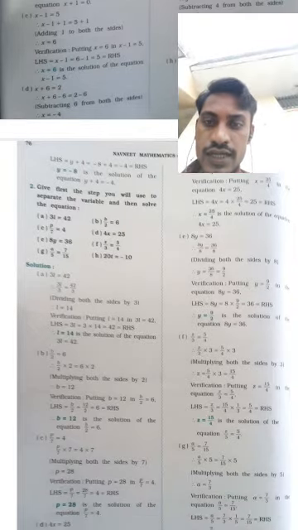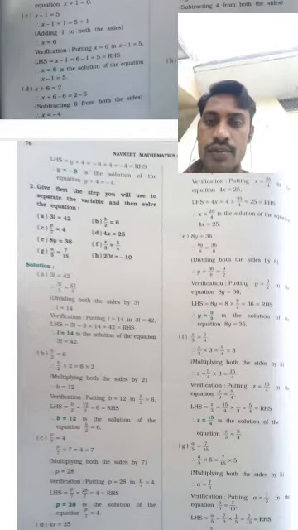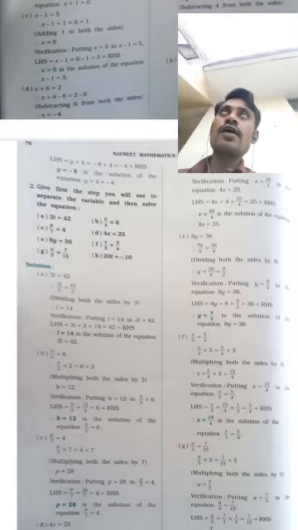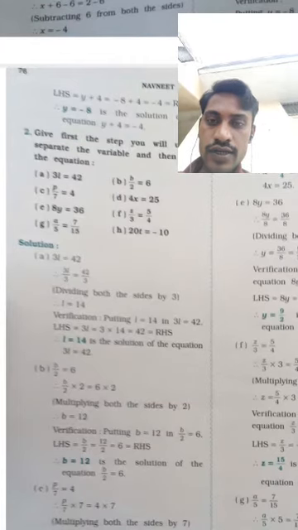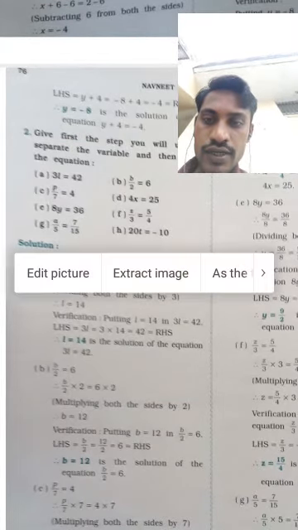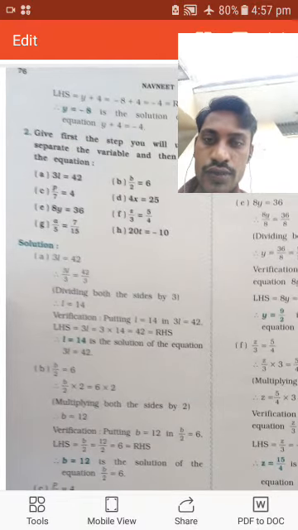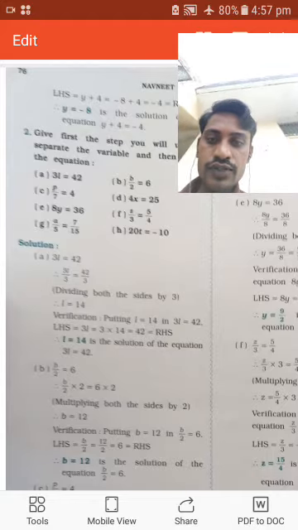Now here, what is there? Dividing both the sides by 3. Here we have to divide both sides by 3. So 3t divided by 3, 42 divided by 3. So 3 cancels, 3t becomes t. 3 times 14 is 42. So here what is remaining? Only 14.